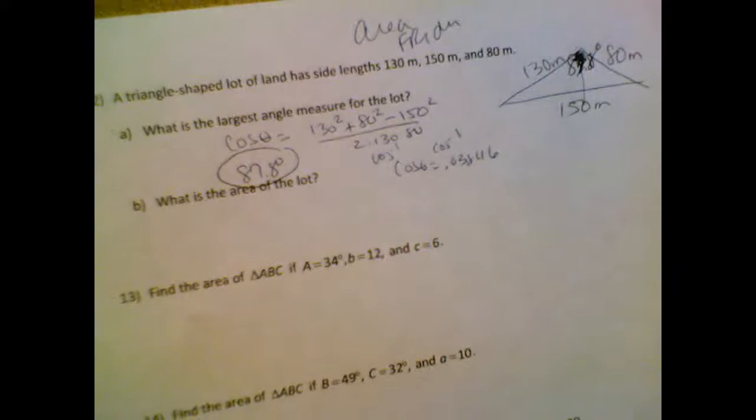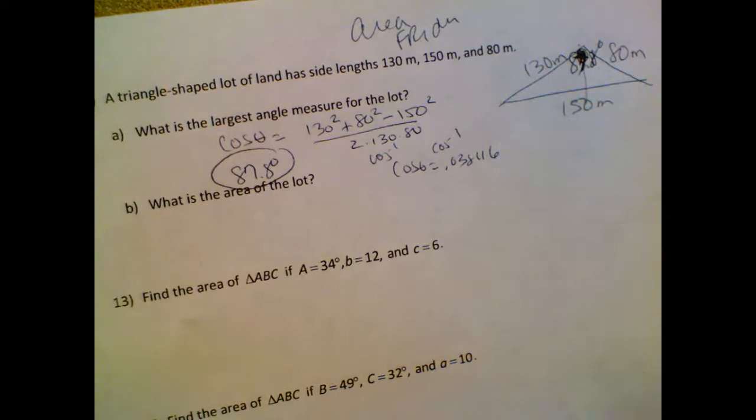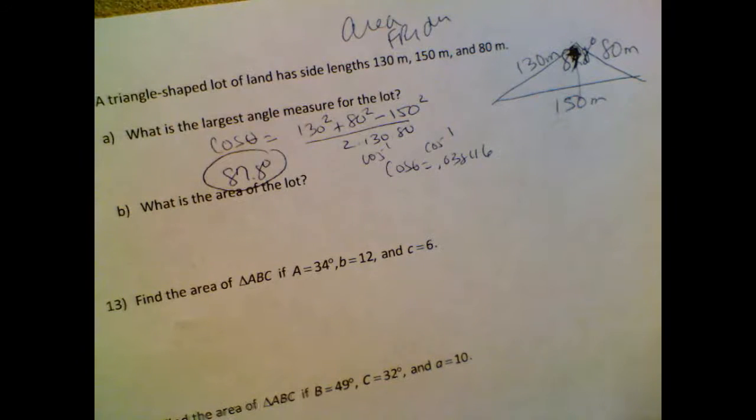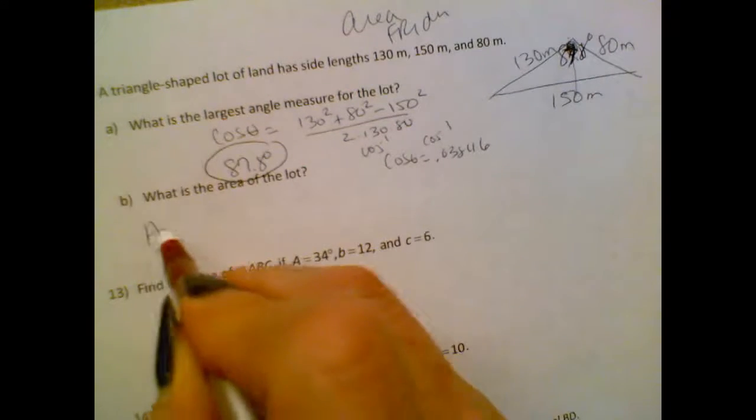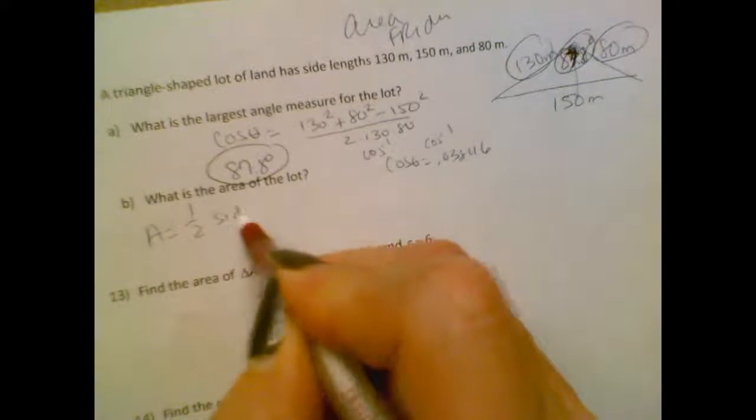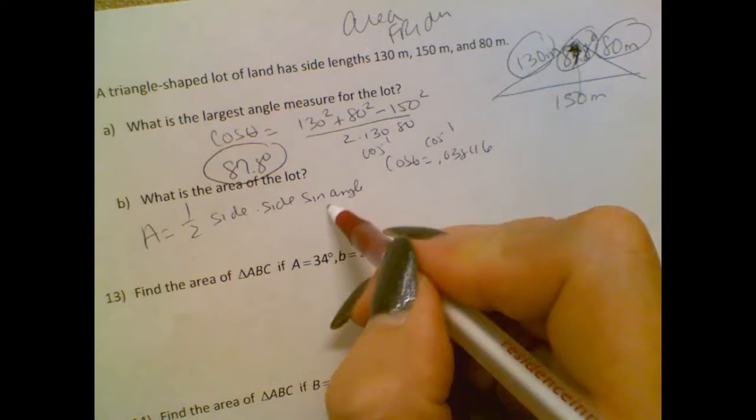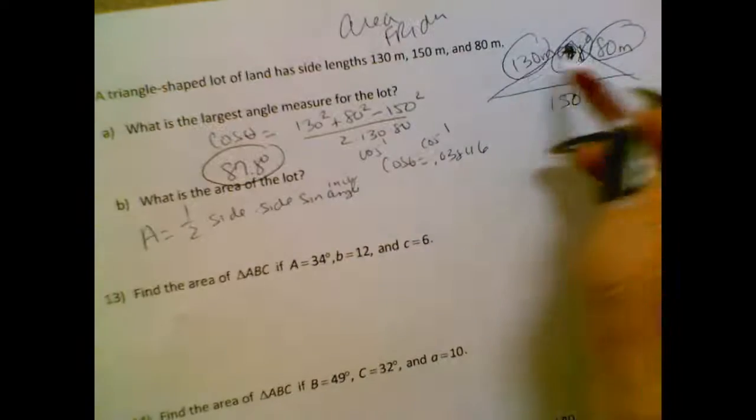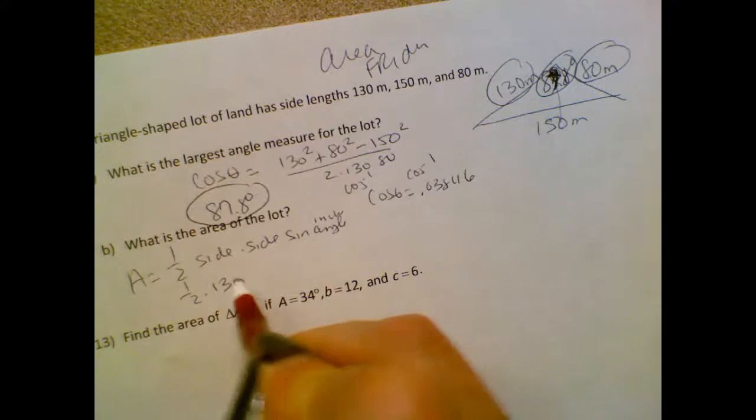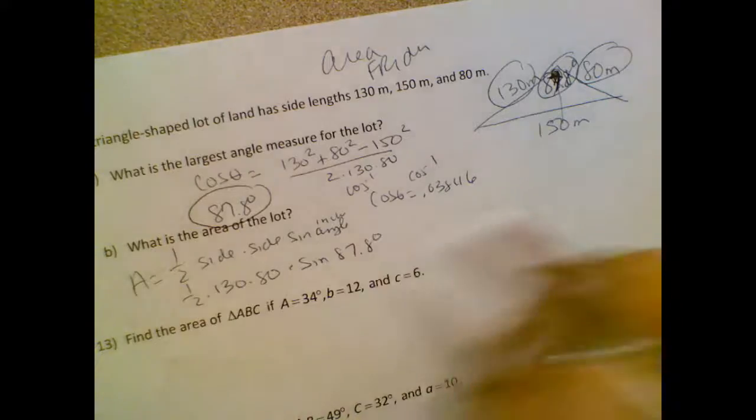Okay. Now, what is the area of a lot? You have choices here. You had 3 sides, or you have SAS. Let's do the SAS. The area, if you know side, angle, side, is 1/2 the side times the side times the sine of the angle that's included. This angle is included between these 2 sides. So you're going to go 1/2 times 130 times 80 times sine of 87.8 degrees.